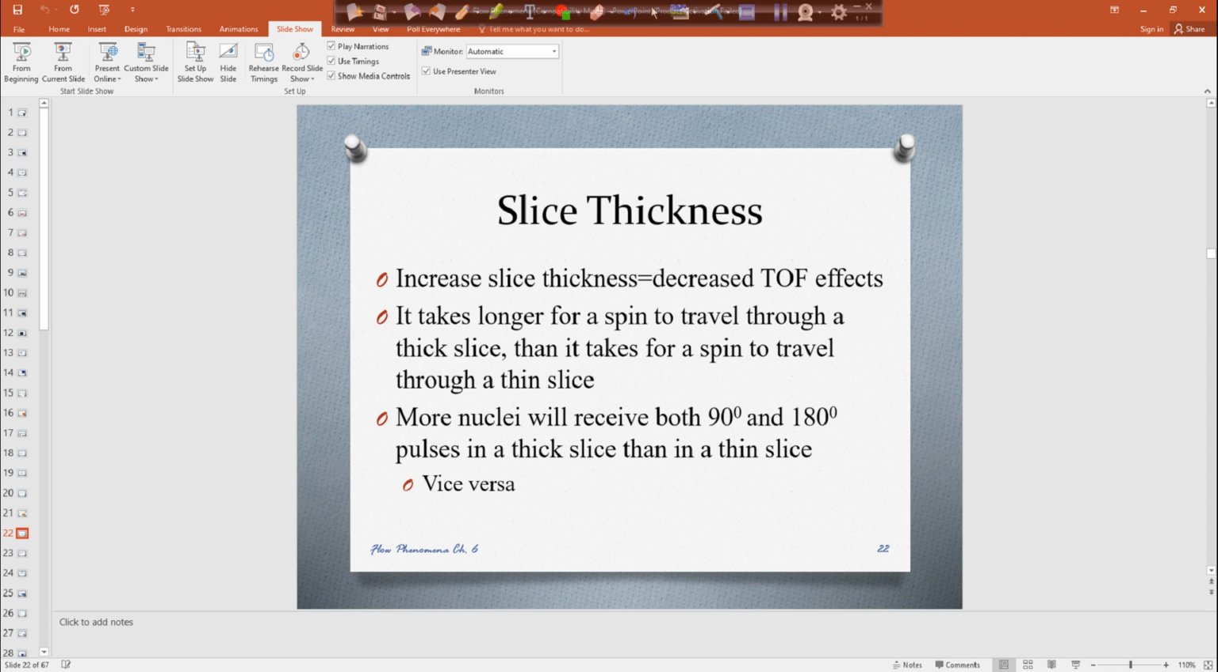And then finally, our third parameter that affects time of flight is our slice thickness. If we increase the slice thickness, we're going to decrease our time of flight effects. So what does that mean? Does that increase signal or decrease signal? Increase. Good. This will increase SNR.